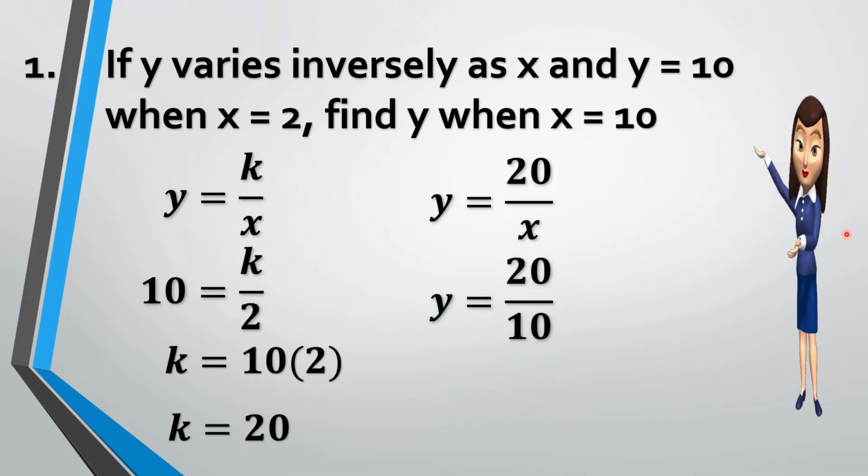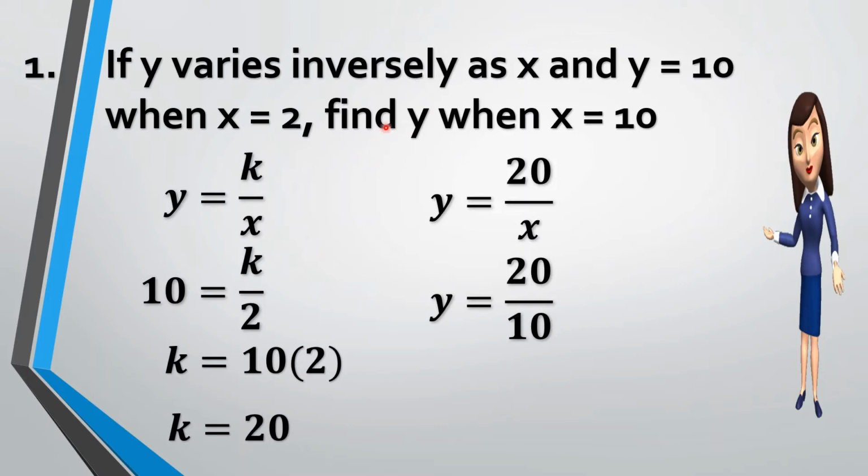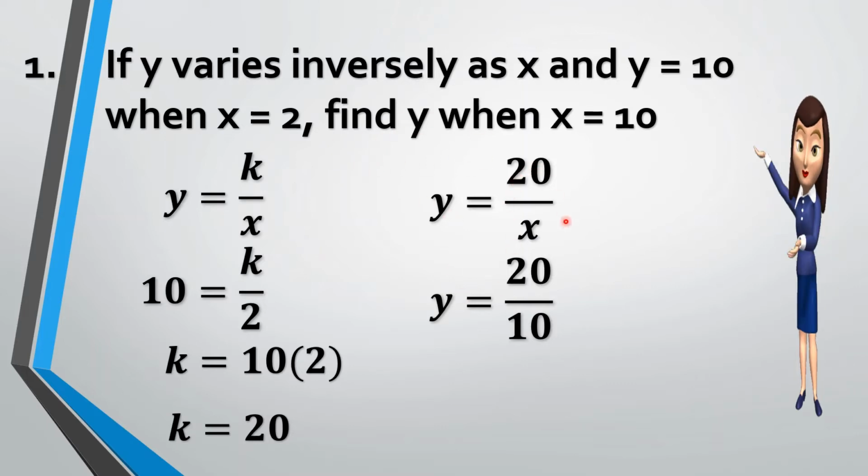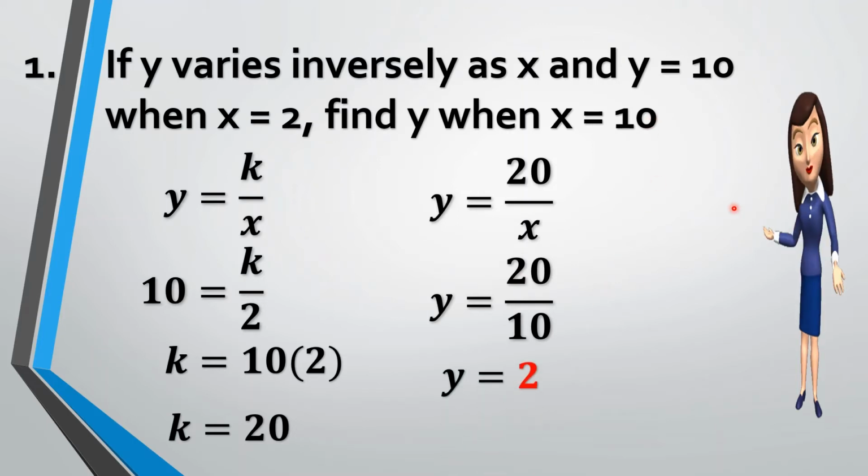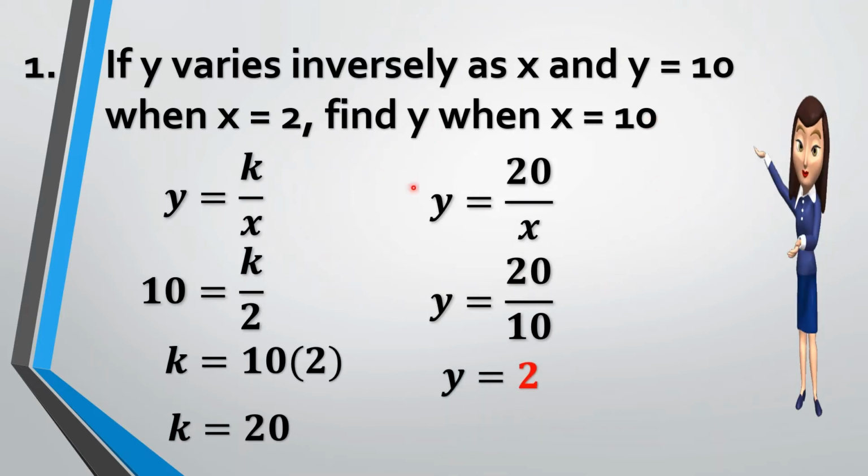After that, to find y, you are going to write the constant 20 over x, which is 10. So 20 over 10 is 2. Our missing value here is 2.